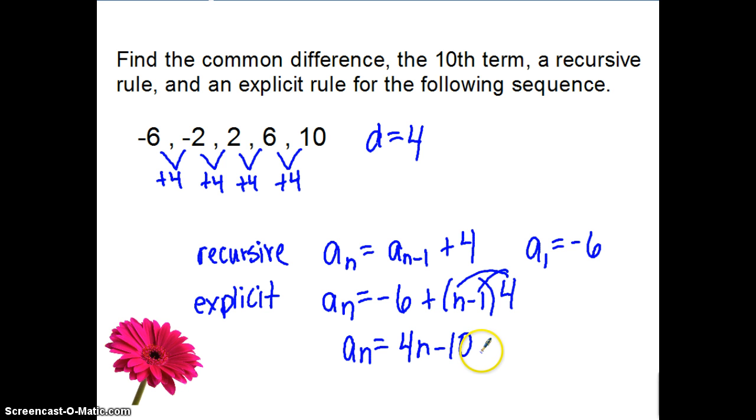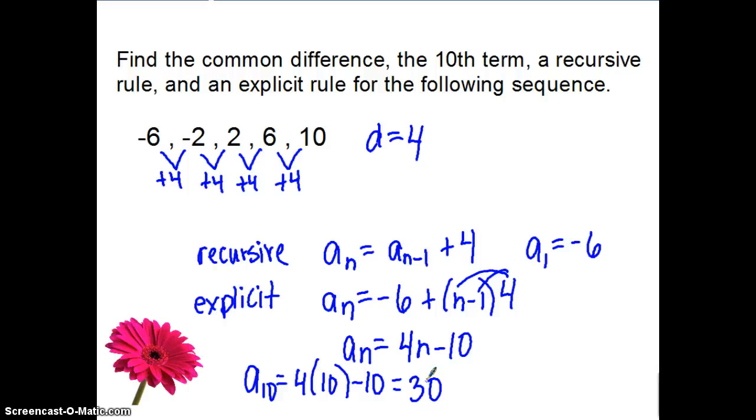And you might want to check one or two of those out. If I plug in a 1 for the first term, that should give me -6. If I plug in a 2, 4 times 2 is 8 minus 10, that should give me the -2. So I would always plug in a couple and make sure that it does what it's supposed to do. Alright, and then for the last question that says find the 10th term, now that we have an explicit formula, all we have to do is plug in a 10. So if we're looking for the 10th term, we would do 4 times 10 minus 10, which is 30. So the 10th term would be 30.